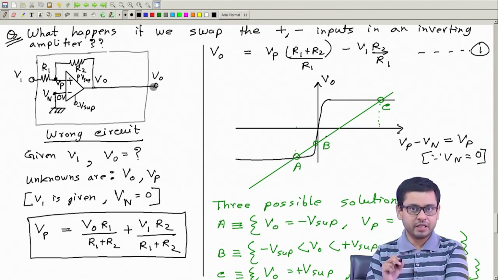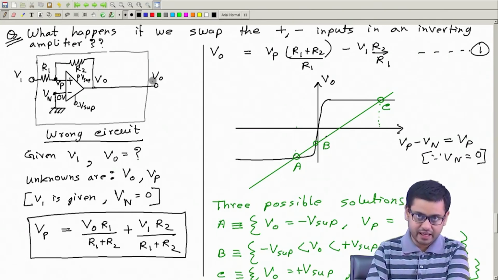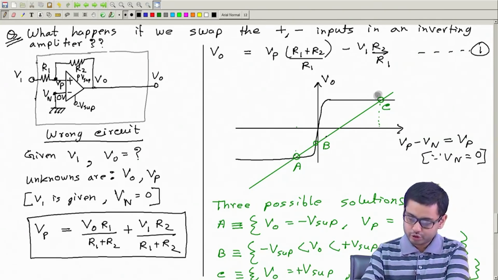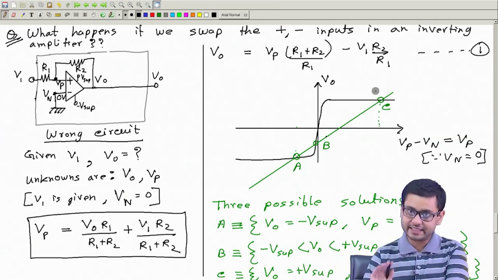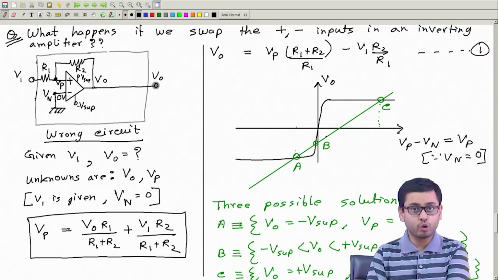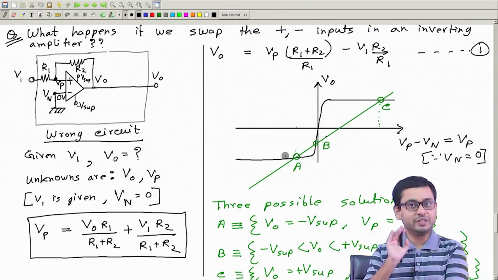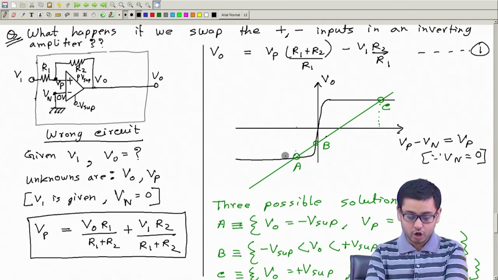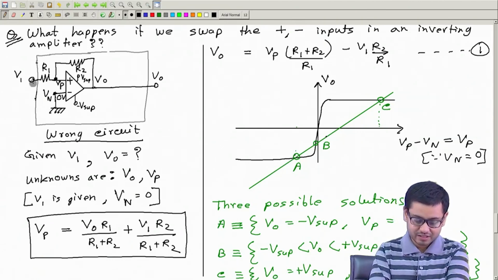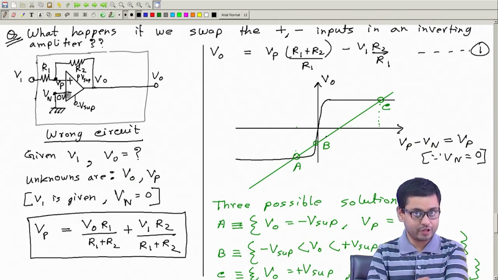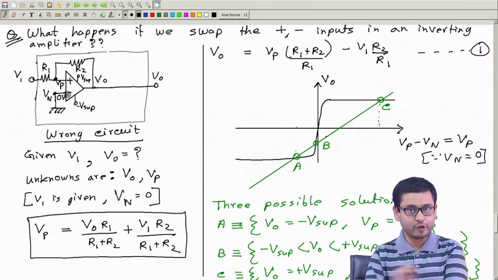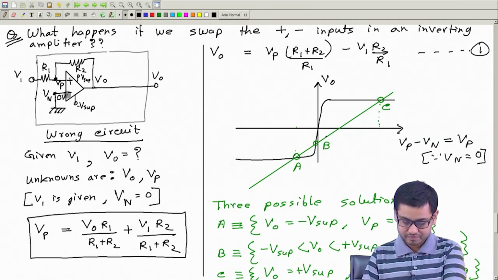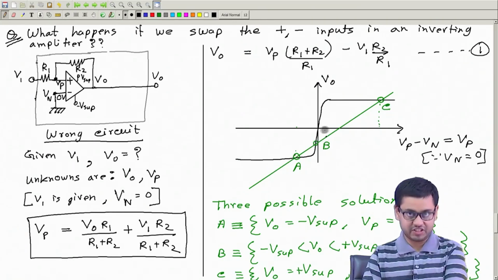So if by any chance output goes to plus V supply, it will stay there happily, no problem. That is a valid stable solution. If output goes to this point by any chance, it will stay there again happily forever. But the output is not going to be input V1 multiplied by minus R2 by R1. No, it's not an amplifier. It's not going to work like an amplifier. That is because this point is unstable. It will not stay here.